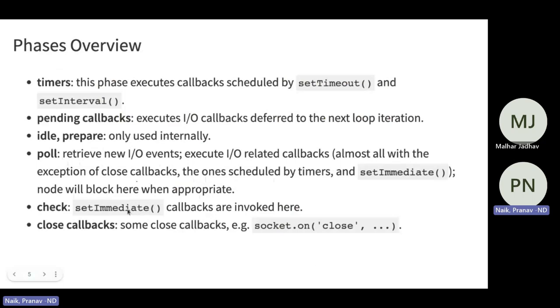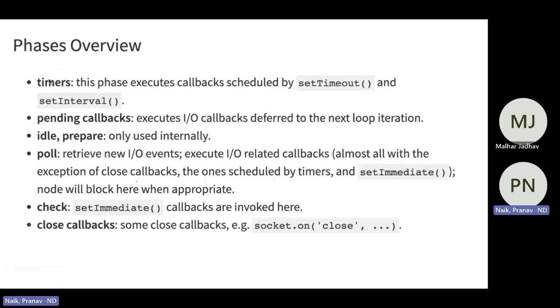Check is only for the setImmediate callback. Whenever a setImmediate callback function is invoked, that function is invoked in the check phase. And the close callback phase is responsible for closing callbacks like socket close, database closing connections, like that. So now we will be exploring these phases.